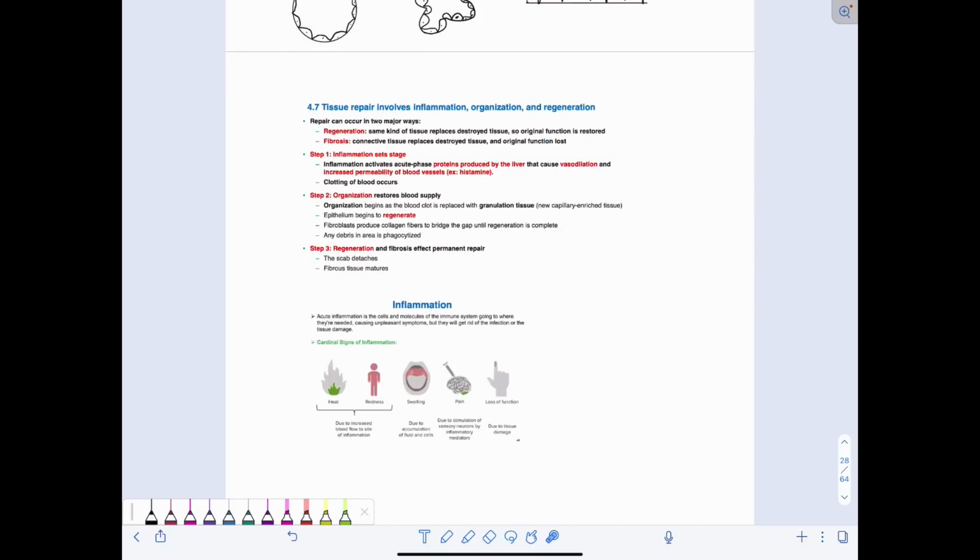Tissue repair. Understand that the process of tissue repair goes through inflammation, organization and regeneration. What is inflammation? What's the purpose? We kind of talked about this a little bit. So step one is inflammation. That's the first thing that happens.